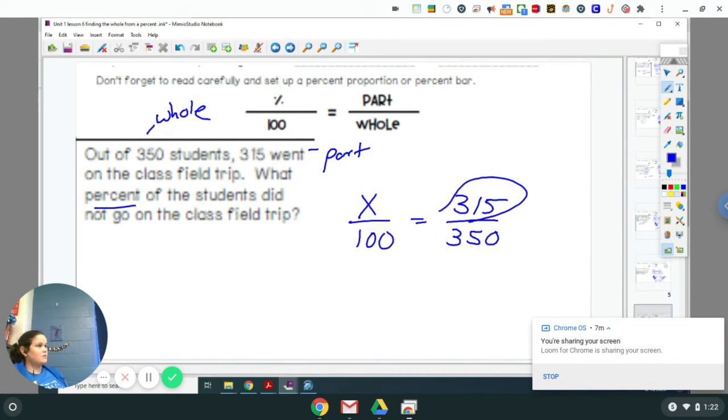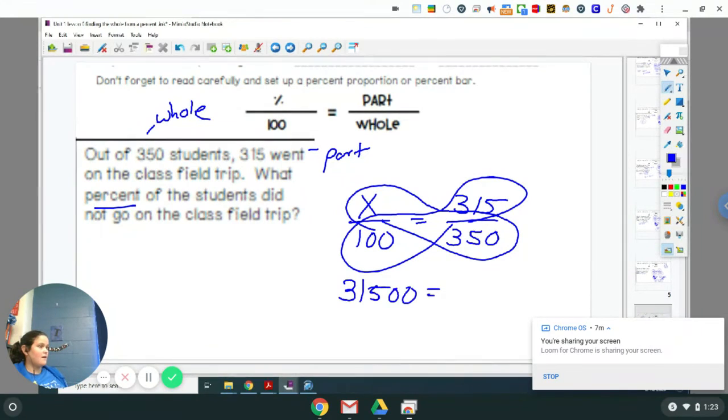So now we're going to do our butterfly. So 315 times 100 is 31,500. And X times 350 is just 350X. Oops, that does not look that nice. Hold on.